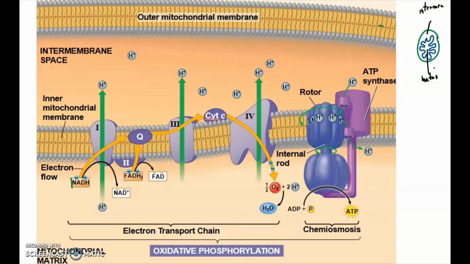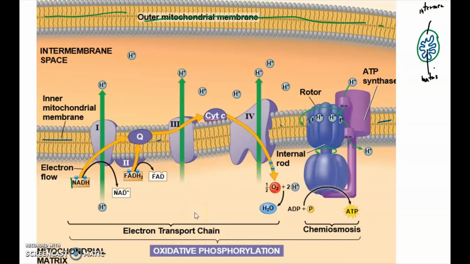Okay, so let's look and see what's happening here. This top membrane is the green membrane. This is the outer mitochondrial membrane, the one I drew in green. And this closer to the bottom of the page is the blue membrane. This is the inner membrane, okay?